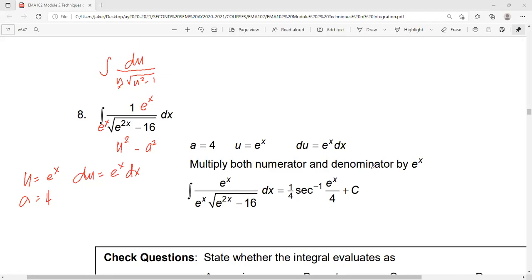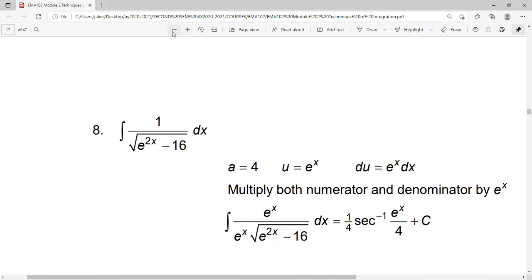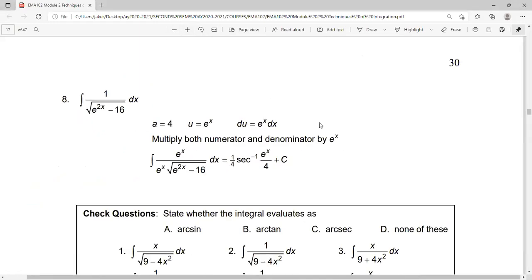Do you have any questions here? Is everything clear? I'll close all my markings. You don't have any questions?